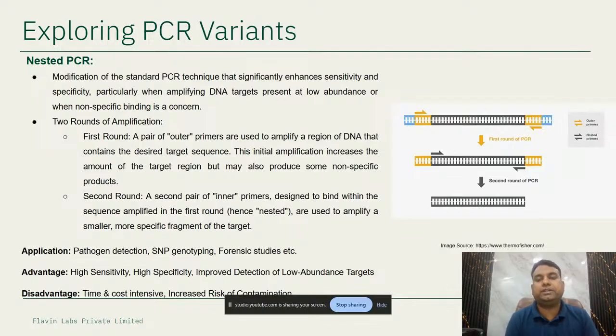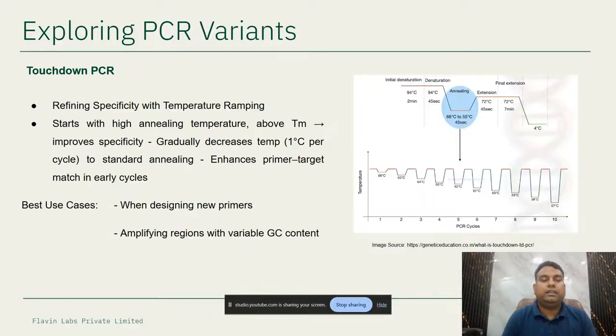It improved detection of low abundant target. The disadvantage is it is very time and cost intensive because you are going to do two rounds of PCR instead of just once. Because of this, the risk of contamination also happens. The other one is touchdown PCR.